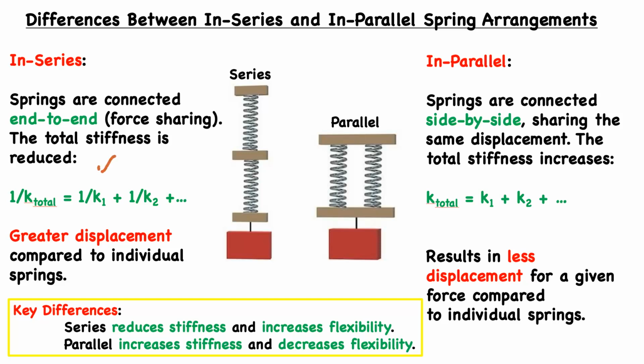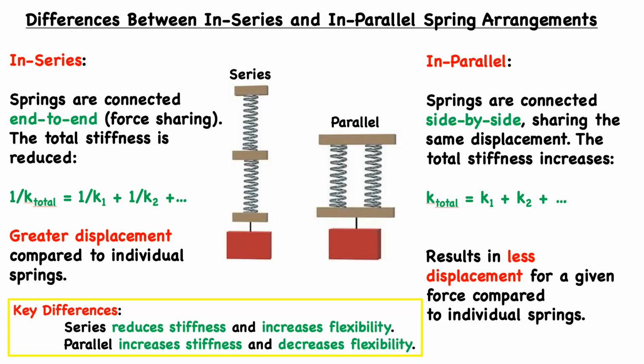Now let's consider what implications this has for the spring constant, which, if we remember, is a reflection of the stiffness of the spring. Well, in this case, we have this relationship where we have 1 over the total spring constant is equal to 1 over the spring constant of the first spring plus 1 over the spring constant of the second spring, and so on. So again, there is a total reduction in stiffness. The total stiffness will be less than that of the spring that is stiffest.